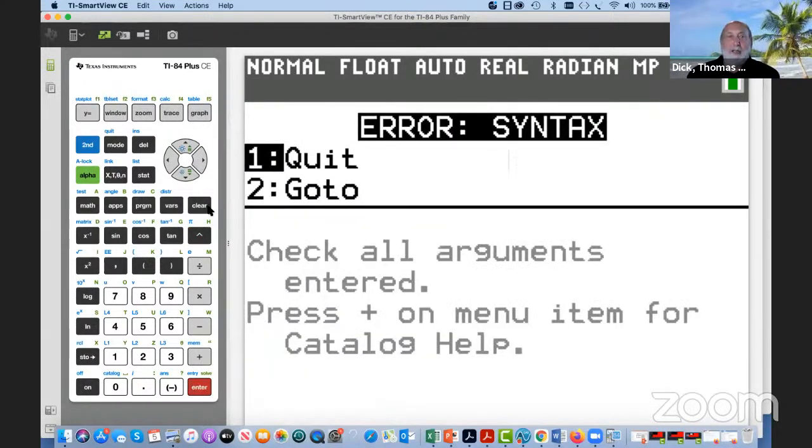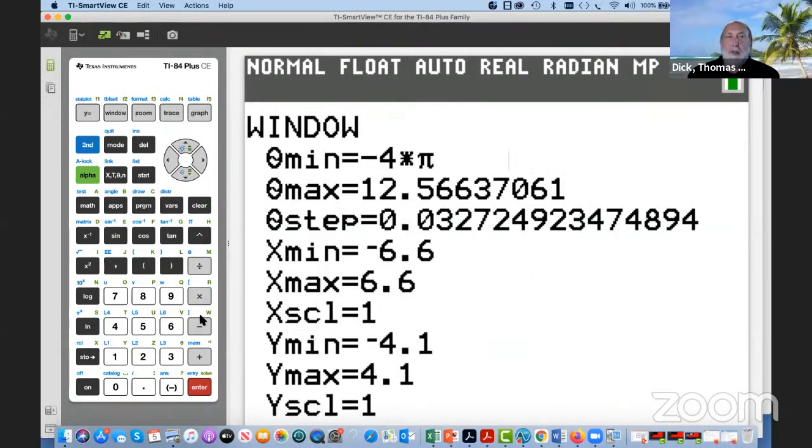Oh, it didn't like this. Let me see what I did wrong. Oh, I think I used the subtraction sign instead of the negative sign. Okay, that's a common glitch there. Okay, there we go.